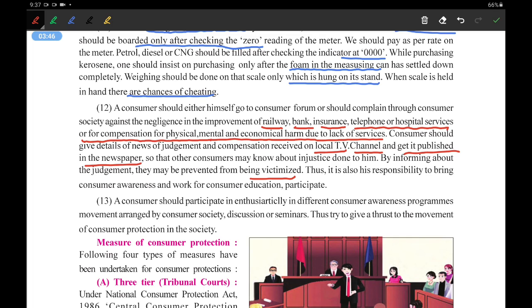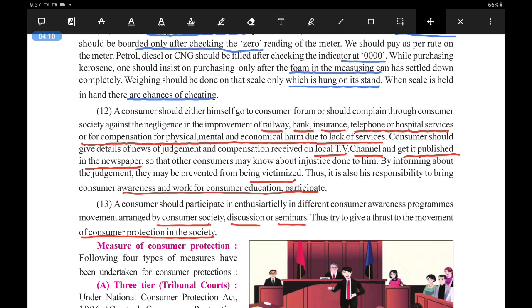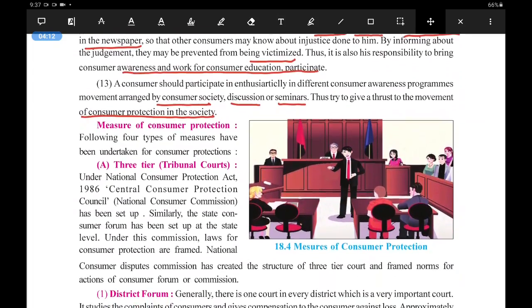Thus, it is also a responsibility to bring consumer awareness, work for consumer education and participate. A consumer should participate enthusiastically in different consumer awareness programs, movements arranged by consumer societies, discussions and seminars. Thus, try to give a thrust to the consumer protection movement of the society. In this way, the consumer can give very important support to the consumer protection movement.